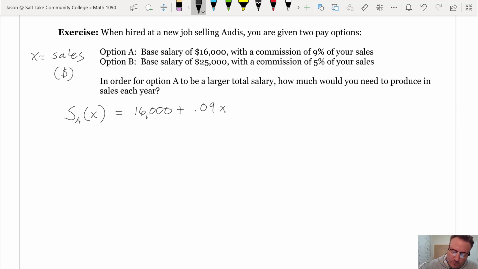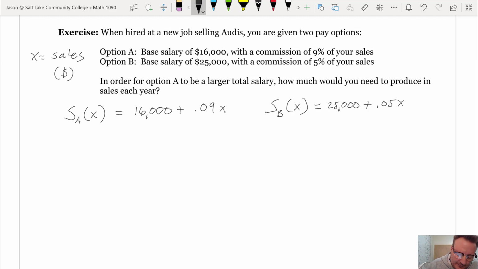Similarly, what about option B? Our salary under option B will depend upon the total sales that we make for that year, and this will be 25,000 plus 0.05x. Clearly option B is better if you don't make a lot of sales. If you don't sell anything, well, you're a lousy salesman, but option B is going to be better, because you're going to make 25,000 versus 16,000. But at some level of sales, option A becomes better. So we have to set these two salary functions equal to each other and solve for the X value where they first become equal. In other words, the total amount of sales that you have to make in order for the two salary options to be equal.